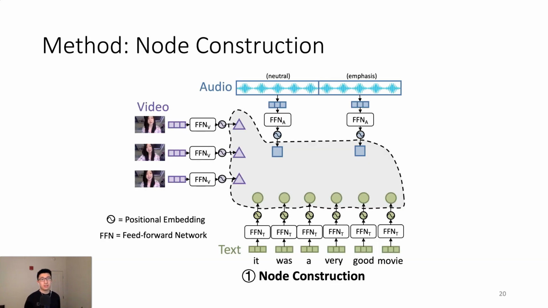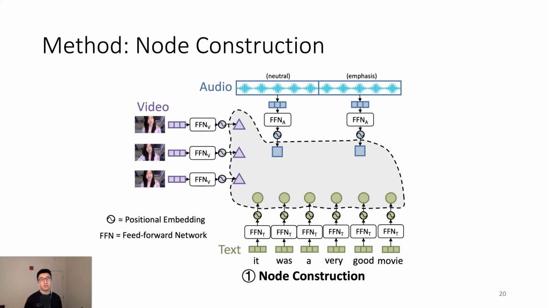So for our method, the first step is node construction. This refers to the step where we convert multimodal sequence data into nodes in the graph. Specifically, imagine we have 3 sequences, one in text, one in video, and one in audio. And then we would convert each vector in one modality into a node.